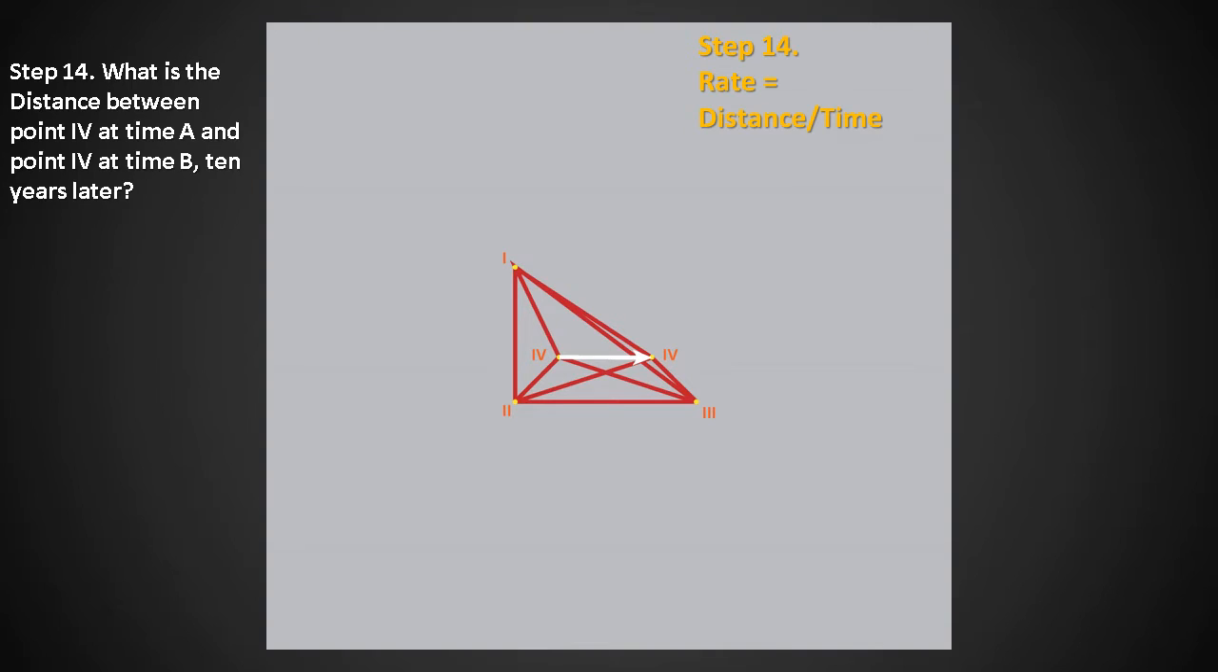Step 14. What is the distance between point 4 at time A and point 4 at time B 10 years later? That's right, 2 meters. What is the time between time A and time B? That's right, 10 years. Now we simply divide distance by time. Go ahead and do this.